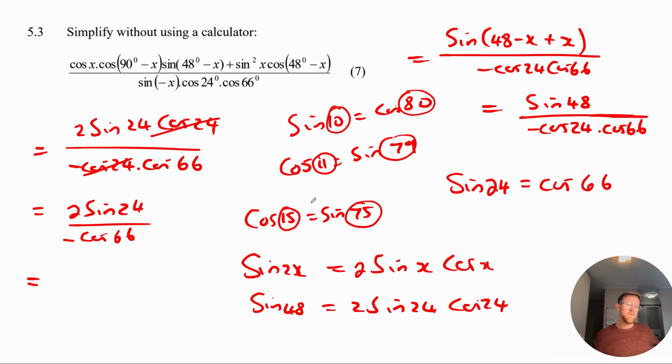This is the whole co-functions thing. So you can decide if you want to change this one or if you want to change that one. It doesn't matter. Just don't change both, because that would be a bit weird or silly. So if I change the top one to cos 66, then the cos 66s cancel, and I'm just left with a 2 and a negative, so the answer will just be negative 2.